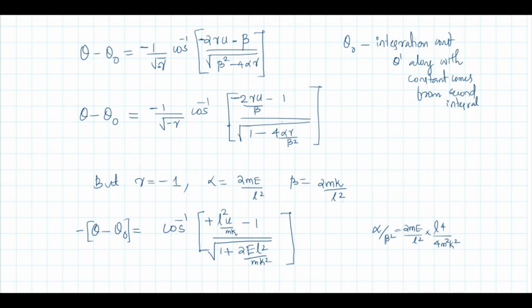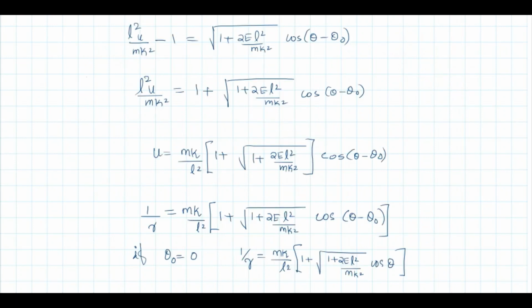Now this quantity inside the bracket, you can write it as cos of minus theta naught, but cos is an even function, so no need to write this negative sign. So I will get L square u by mk minus 1 is equal to square root of 1 plus 2eL square by mk square cos of theta minus theta naught. Take this minus 1 to the right hand side. L square u by mk equals 1 plus square root of 1 plus 2eL square by mk square cos of theta minus theta naught.